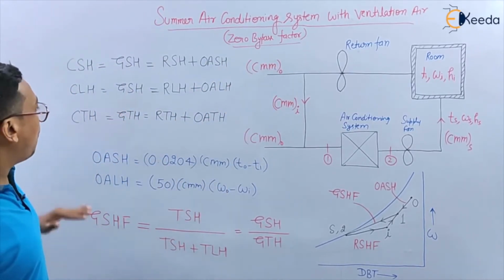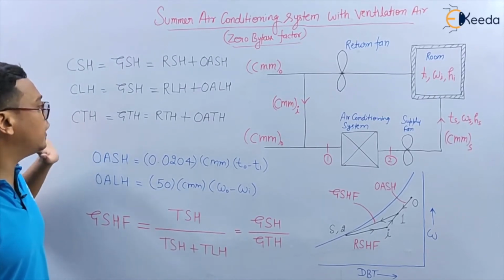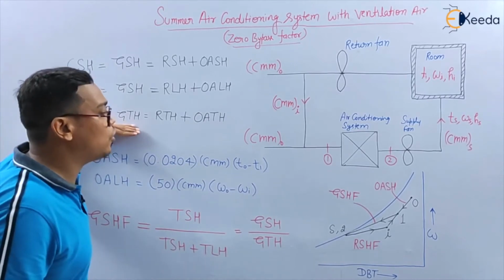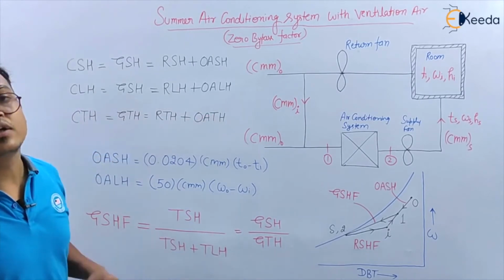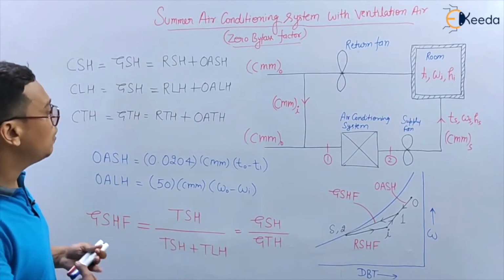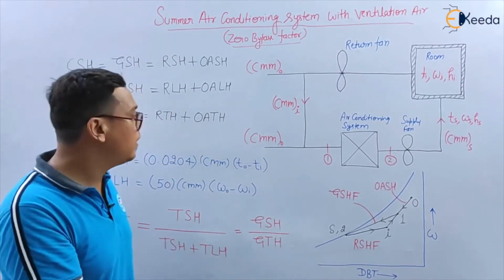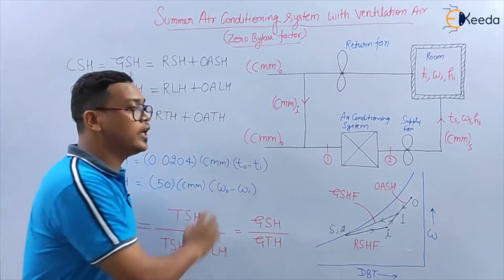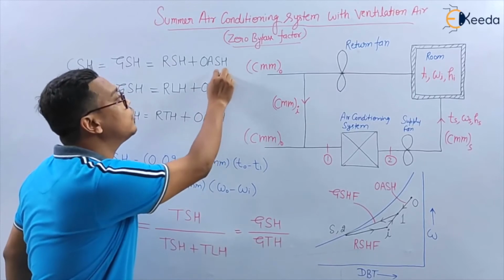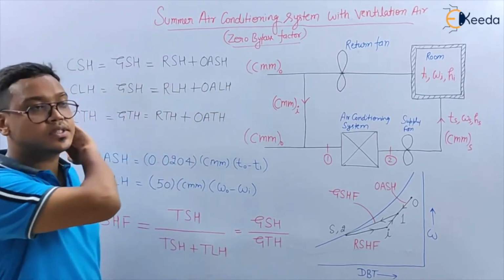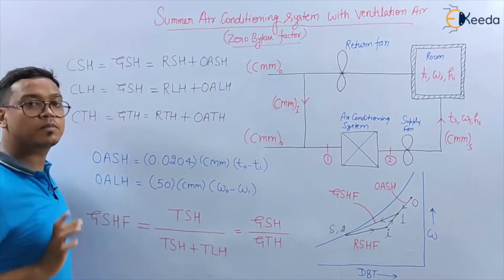Okay. Now what is the total heat load of coil? This is the coil total heat load. This will be equal to the grand total heat load, which will be equal to room total heat load plus outside air total heat load. Room total heat load will be room sensible heat load plus room latent heat load. Outside air total heat load is outside air sensible heat load plus outside air latent heat load. Summation of this and summation of this. Summation of this will be equal to this. Summation of this will be equal to this.